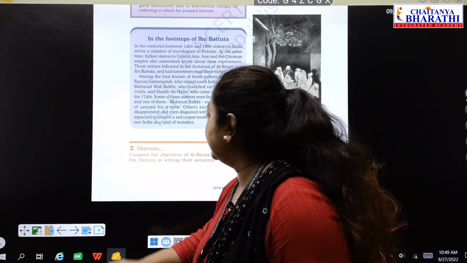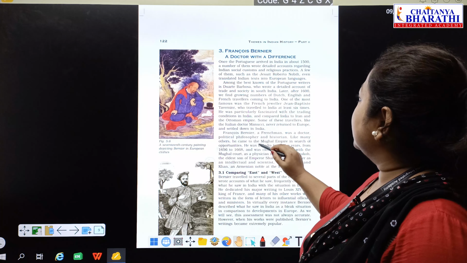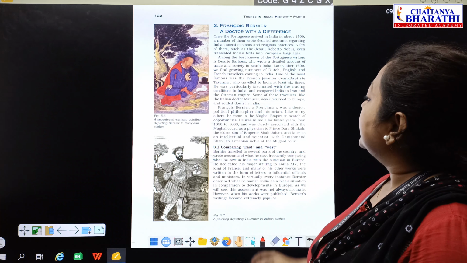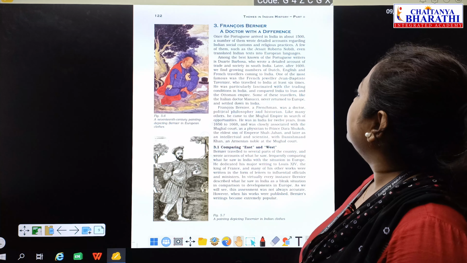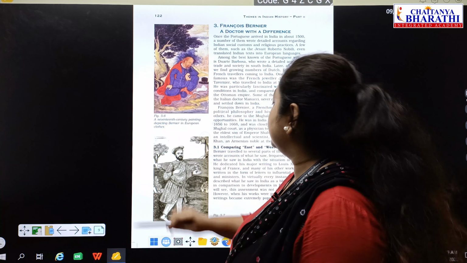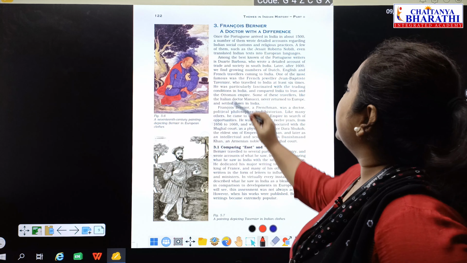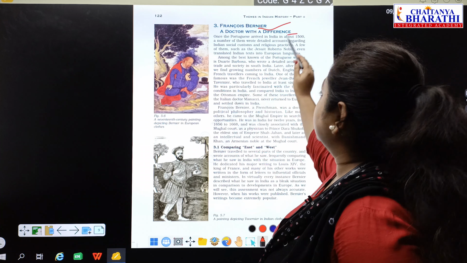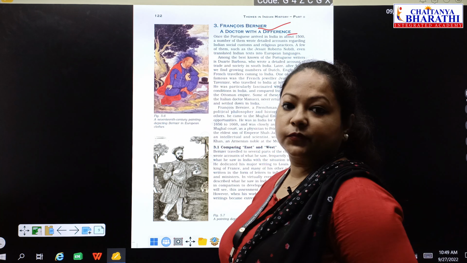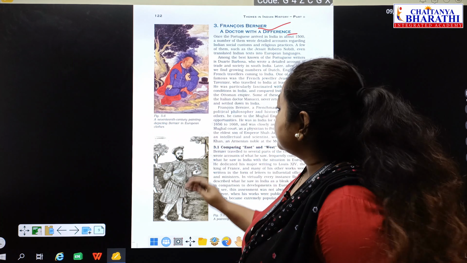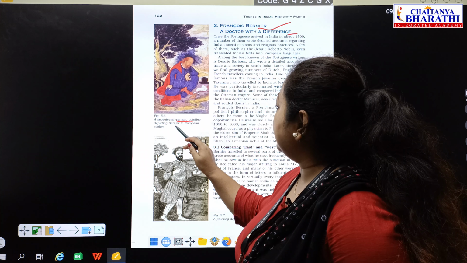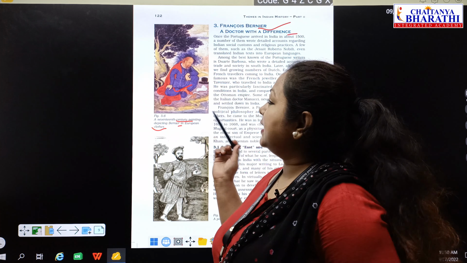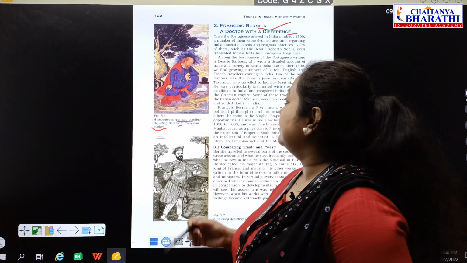Okay, going to the next. This is another very important traveler who visited India during the 17th century. Who is he? He is Francois Bernier. He was a doctor with a difference. Why is he called a doctor with a difference? We'll see when we go through the chapter. This is a 17th century painting depicting Bernier in European clothes, because he was a Frenchman. Okay, we can call him Francois Bernier or the Frenchman.